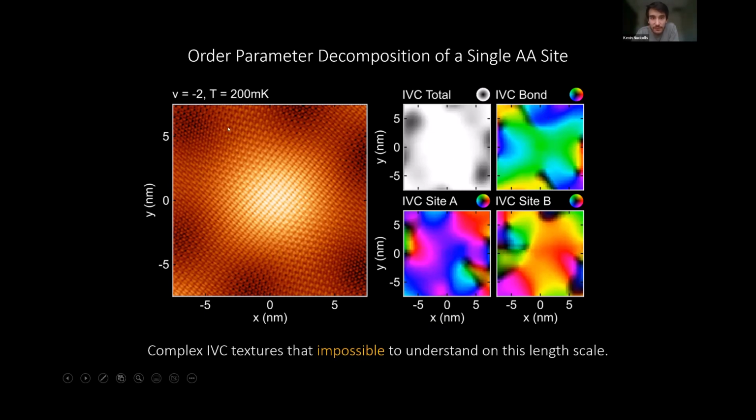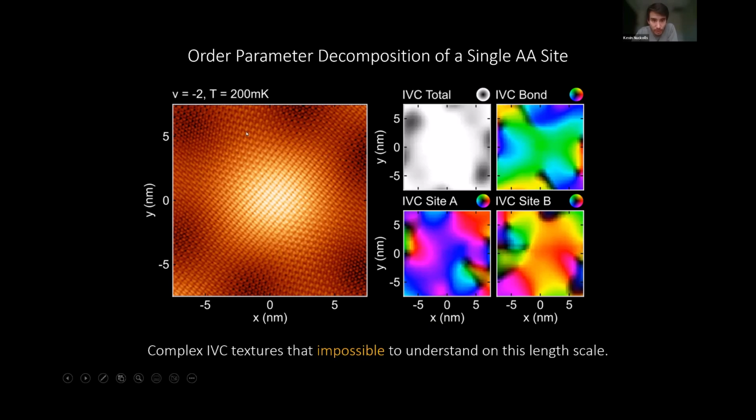So these are the same field of view now plotted in IBC total, which is the sum total of all of the IBC types, essentially where this is now proportional to the strength of the R3 pattern in the field of view, where white is most intense. And then IBC bond, IBC site A and site B are the ones that I've told you about, where the brightness of these pixels denote the strength of that type of R3 pattern, and then the color represents the complex phase, the shape of it inside that new Kekulé unit cell.